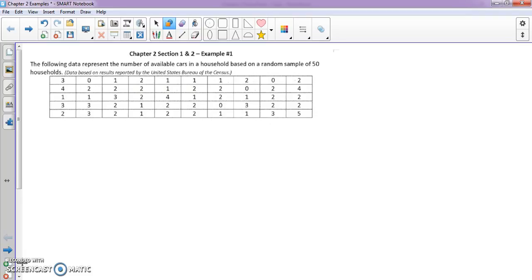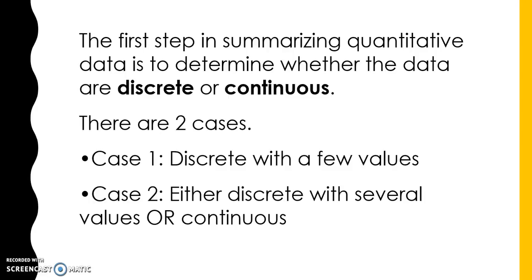Discrete. Good. So, now let's look at one more thing. Are we working with discrete that has a few values or discrete with several values? You'll see that if we're working with quantitative data, we need to determine whether they're discrete or continuous, and then we realize we have 2 cases. It's not broken up by discrete and continuous, but rather case 1 is discrete with a few values, and case 2 is discrete with several values or continuous.